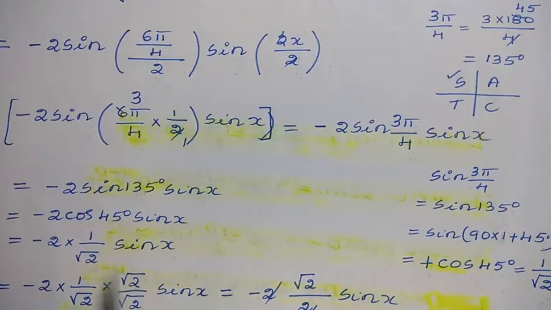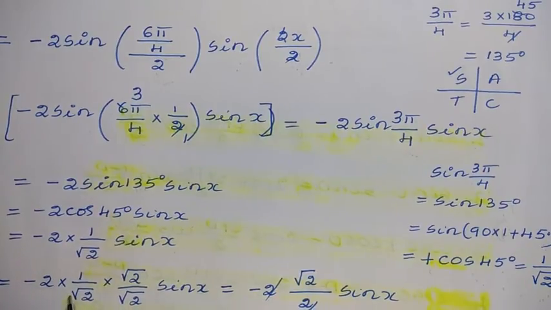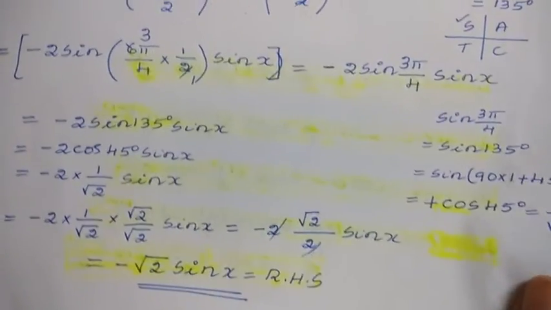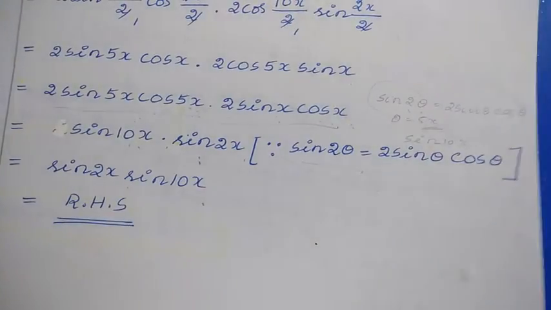So that's why just multiply square root of 2 to both the sides. So here we have 2 into 1 by square root of 2 into square root of 2 divided by square root of 2 into sin x. Then if I multiply, this one you retain as it is, and this becomes square root of 2 into square root of 2, that becomes 2. So here the 2 gets cancelled and we get the final answer as square root of 2 sin x, that is equal to RHS.